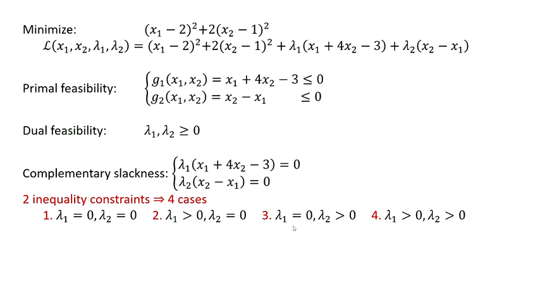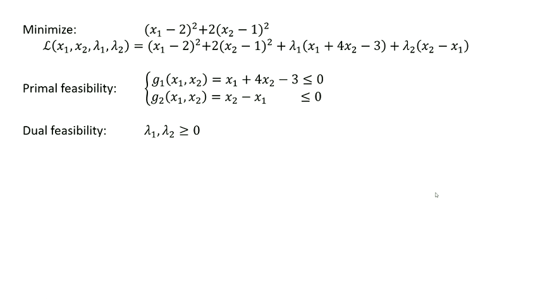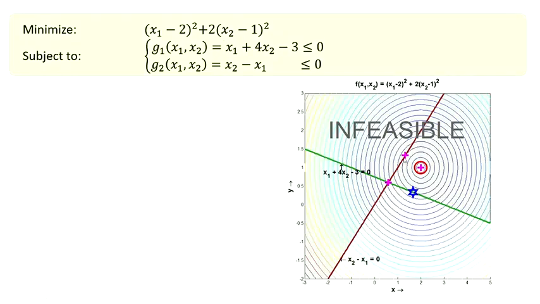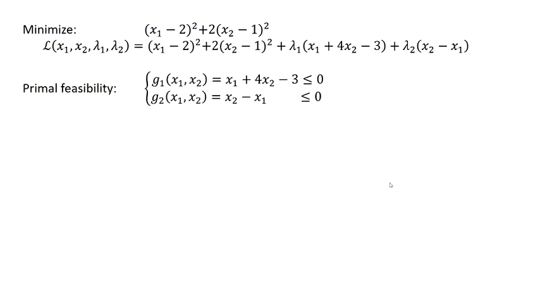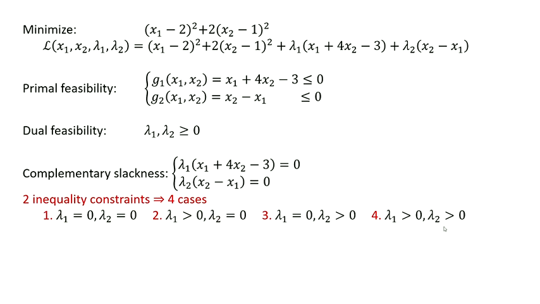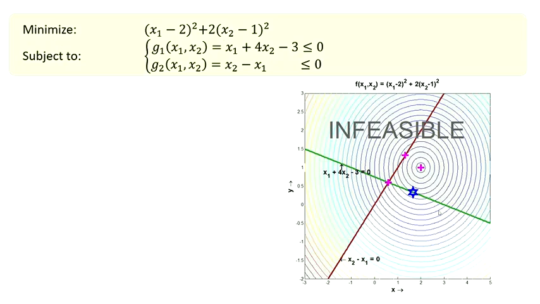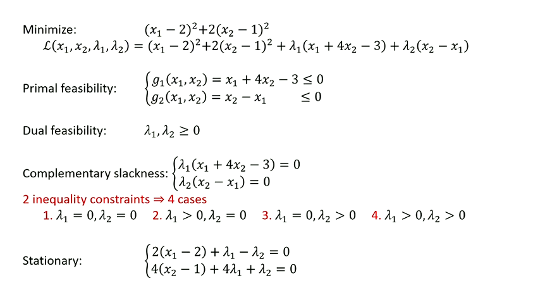So 2 and 3 are only one constraint being active. That corresponds to this point here. Here, only one is active, the other is inactive. This is where both constraints are inactive, and this is the case where both constraints are active. Here both constraints are active. This is the first one, isn't it? No, first is both constraints are inactive. That's the global minimum. Yes, okay, got it. This is where both constraints are active. Okay, now stationary conditions.